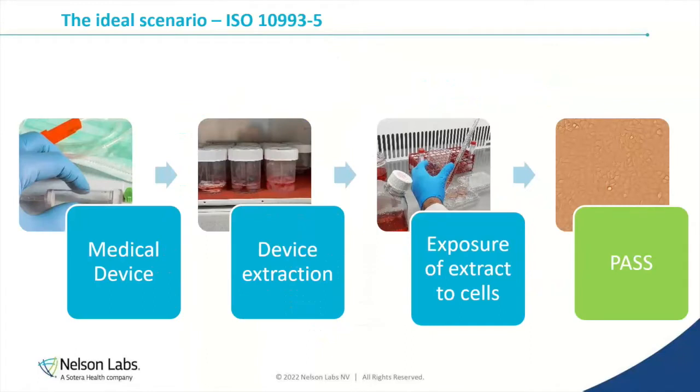Now, in general, the ideal scenario, what everybody has envisioned when they start a test: you take your device, you extract your device with the minimal essential media, expose the extract to the mammalian cells, and then you look for cell viability. What you want to see is happy cells, alive and kicking. You can see this brownish color. This is a picture under the microscope of cells that are happy because there is no toxic component present in the extracts that kills them. We're not going to talk about this scenario because this is what we all want. It's a clear path. You go through, you can go to the next phase.